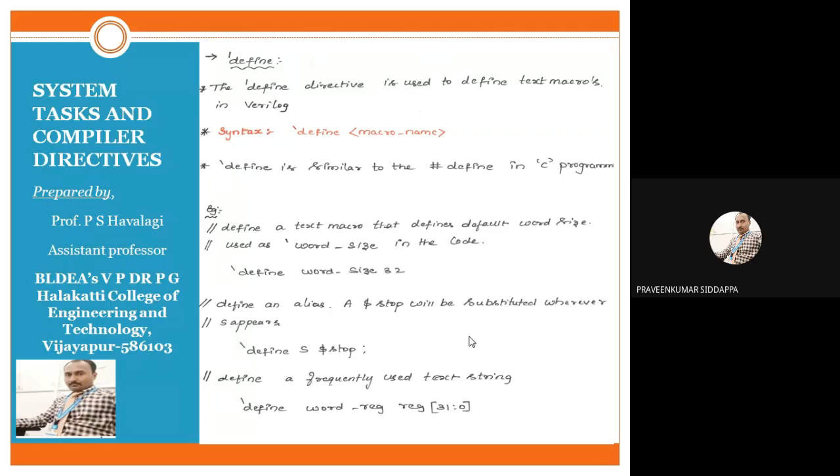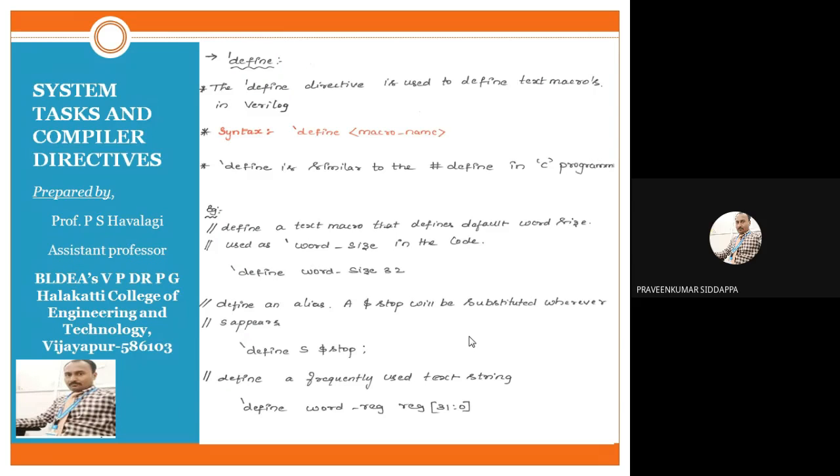Next, we'll move to the second example. Define an alias: a dollar stop will be substituted wherever yes appears. In your program, wherever yes appears, at that time we should stop the execution of the program, and that we should mention. How will you write that using tick mark define? We write tick mark define yes dollar stop. We are defining yes.